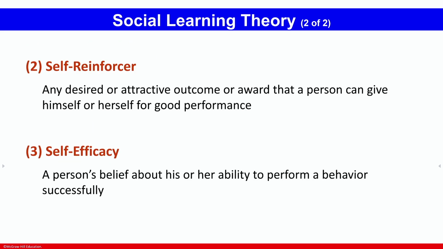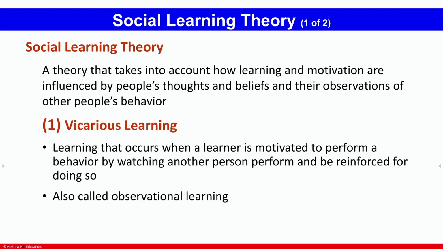And then second, how people can be motivated to control their behaviors themselves. And then thirdly, how people's beliefs about their ability to successfully perform a behavior affect motivation. And this is what we call self-efficacy. We look briefly at each of these motivators. So vicarious learning, often called observational learning, occurs when a person becomes motivated to perform a behavior by watching another person performing the behavior and being positively reinforced for doing so.